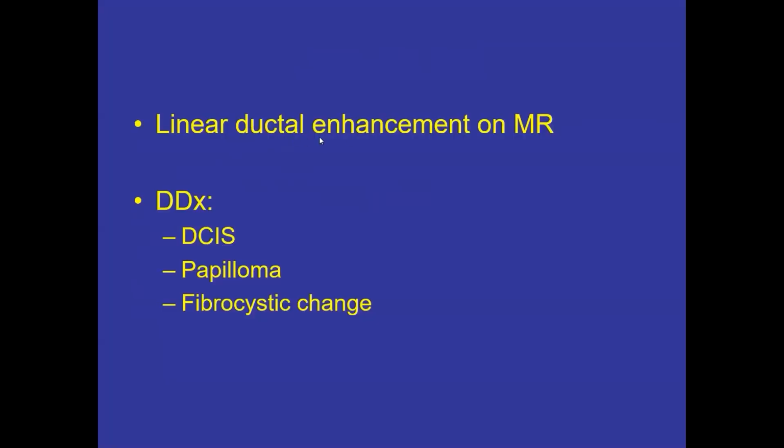So the differentials for linear ductal enhancement on MRI is DCIS, papilloma, and fibrocystic change. So just because it's linear ductal enhancement doesn't necessarily mean it's DCIS, but it's one of the things in the differential, and it was the only choice from this differential in our question. But you can also see papillomas or papillomatosis look like this, and you can even see not quite this. This image probably would never be fibrocystic change. It could be papillomatosis, but sometimes fibrocystic change, you can see some linear ductal type enhancement as well.